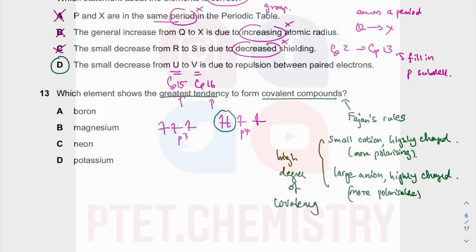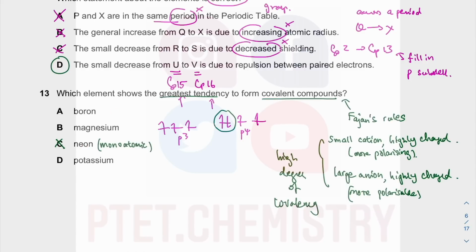All right. So based on what I just said, we can really rule out neon, because neon doesn't really form any covalent compounds, just like all the other noble gases. They just prefer to be monoatomic, and as such, when we talk about electronegativity or tendency to form covalent compounds, the noble gases are out of the question.